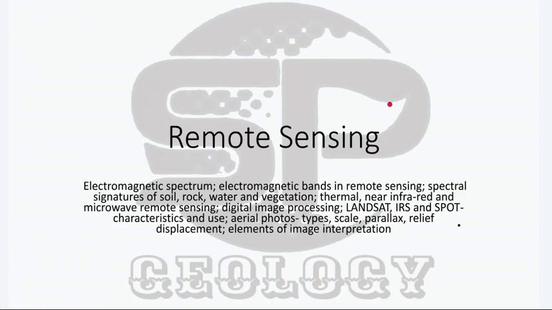Remote sensing, electromagnetic spectrum, electromagnetic bands in remote sensing, spectral signature of soil, rock, water, and vegetation, thermal, infrared, and microwave. Remote sensing, digital image processing, Landsat, IRS, and SPOT characteristics and use, aerial photos, type, scale, parallax, relief displacement, element of image interpretation. So basically, this is your syllabus, which will be completed.